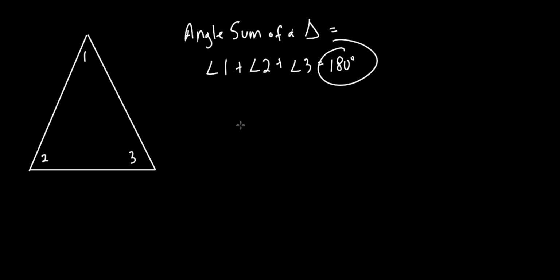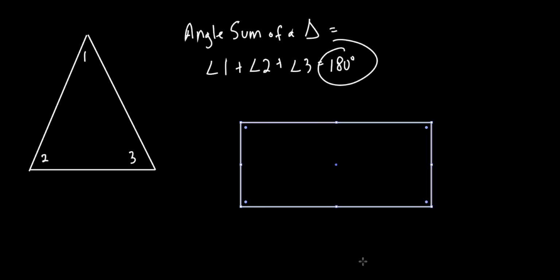What about this? What if I had a rectangle? What if I asked you to give me the angle sum of a rectangle? I thought the angle sum of a triangle was 180. This has an extra angle. Is it going to be the same thing? 190? You're just guessing? Let's think about it.